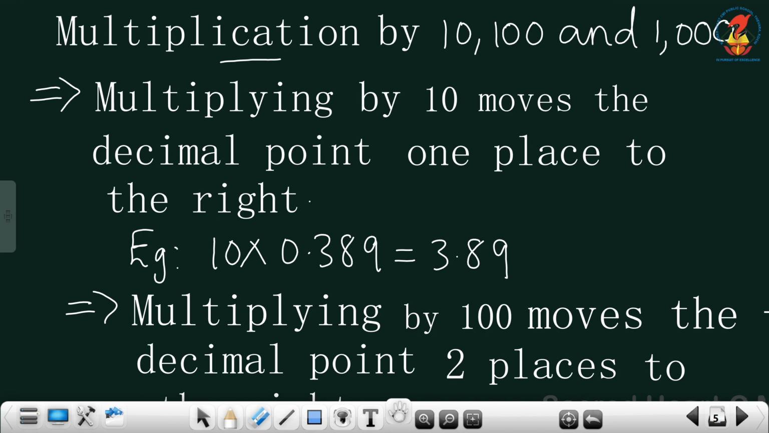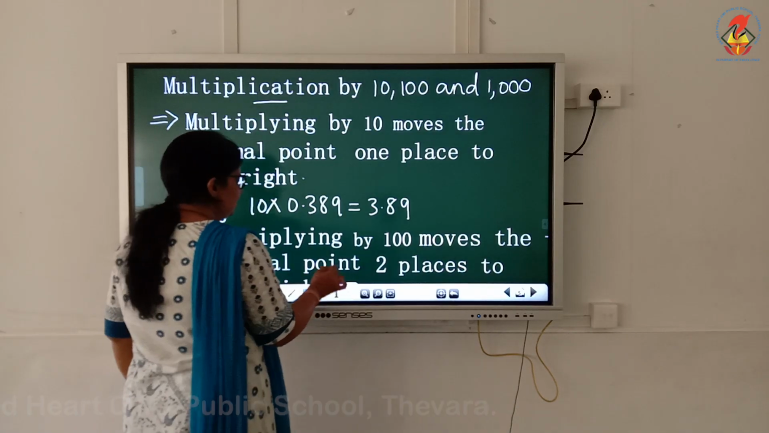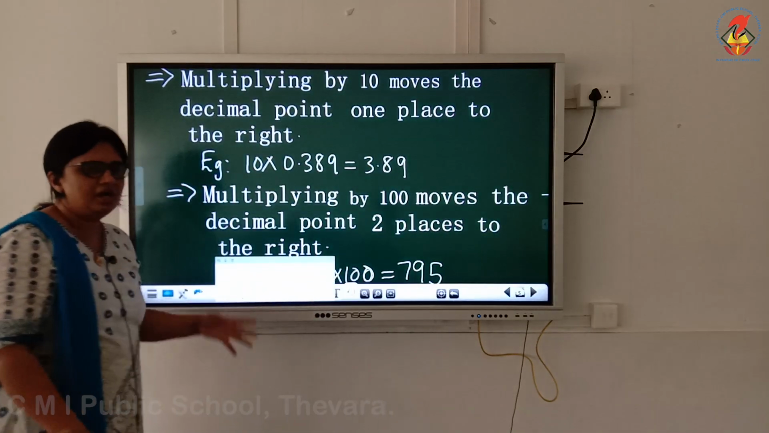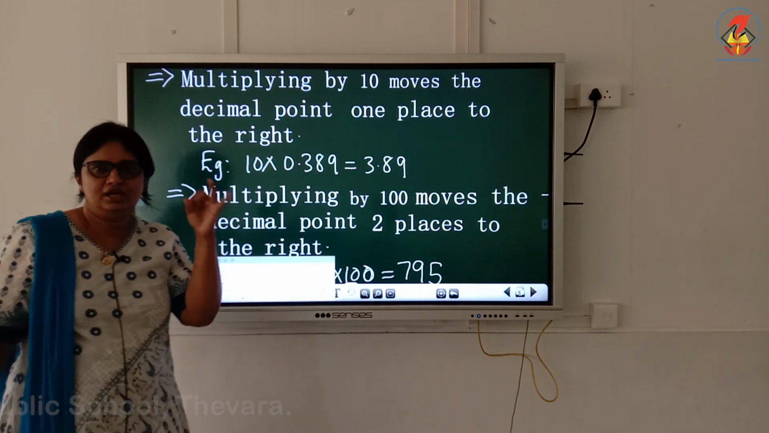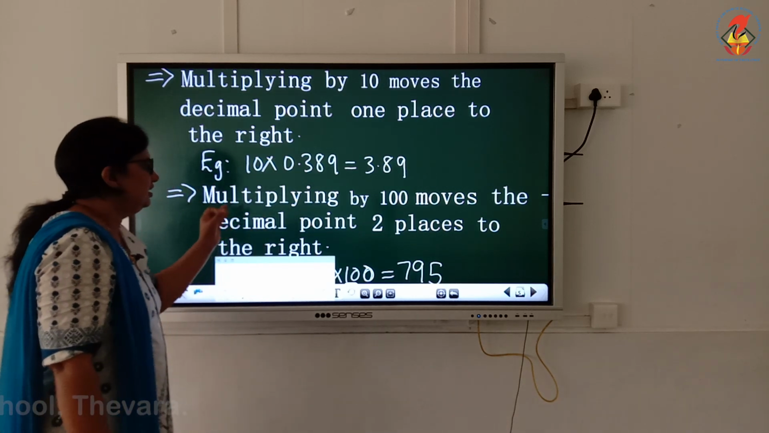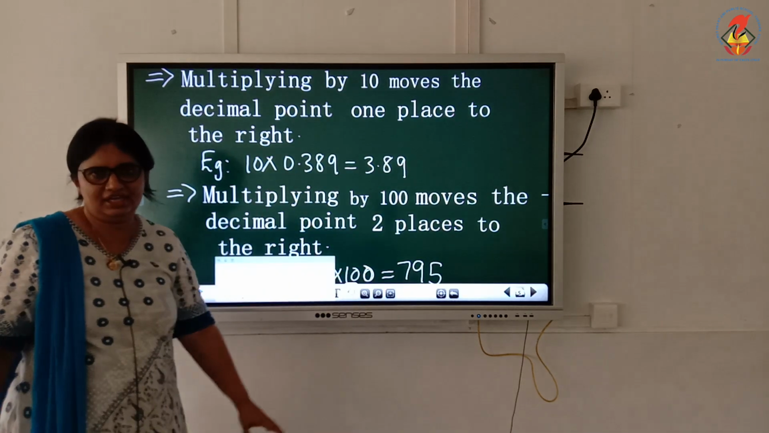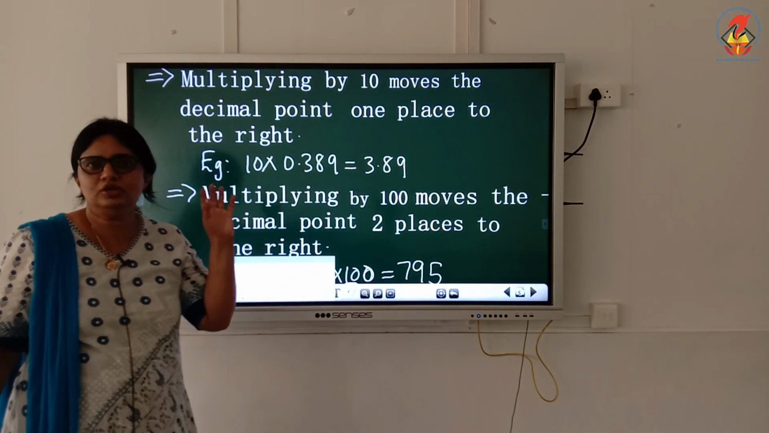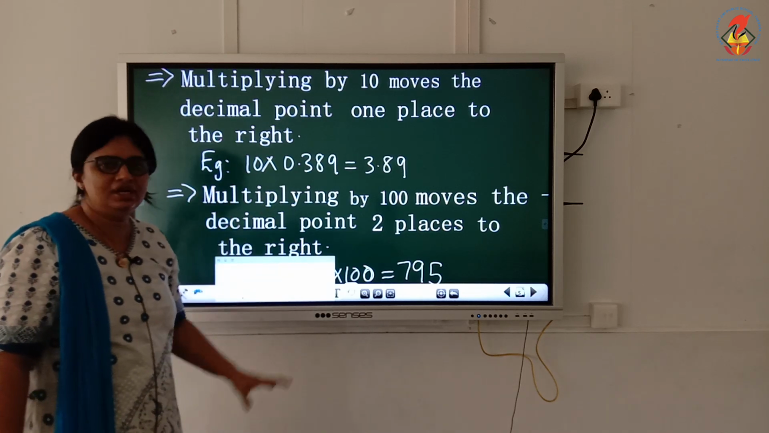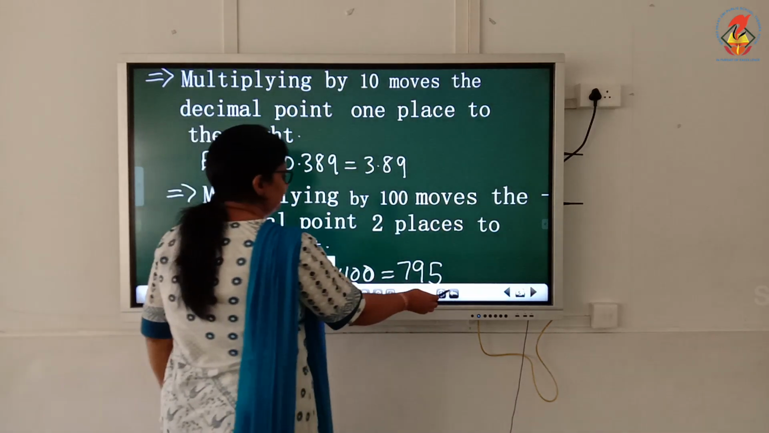So the answer will become what? Here the decimal point, after multiplying by 10, will become 3.89. It will move to the right side only, right? And that is 3.89. And the next one is multiplying by 100. How many zeros are there in 100? 2 zeros. That's why the decimal point moves 2 places to the right only. That I will show you.